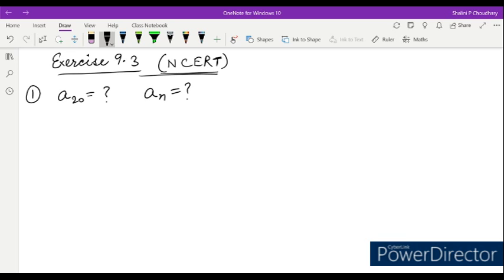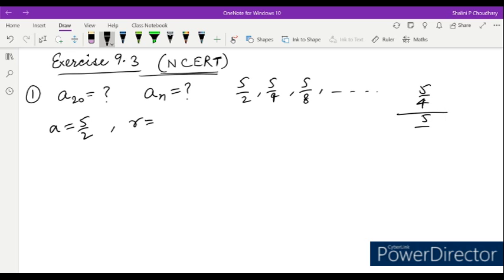So an we have to find out, and the GP is given: 5 upon 2, 5 upon 4, 5 upon 8. It means this is a GP. So a is equal to 5 upon 2, that is the first term, and r is equal to 1 upon 2, since every time we are multiplying by 1 upon 2. That is 5 upon 4 divided by 5 upon 2. The 5 cancels, and we get 1 upon 2. So r will be equal to 1 upon 2.